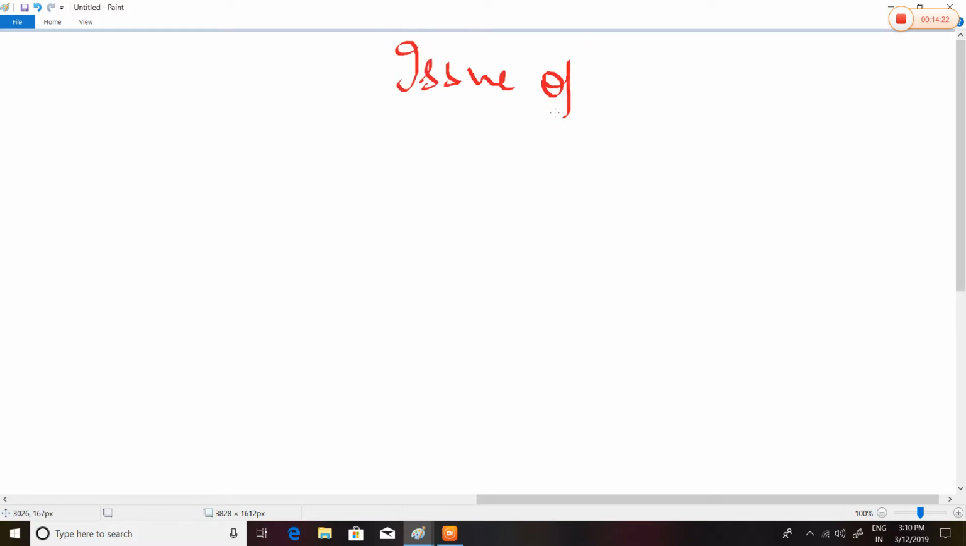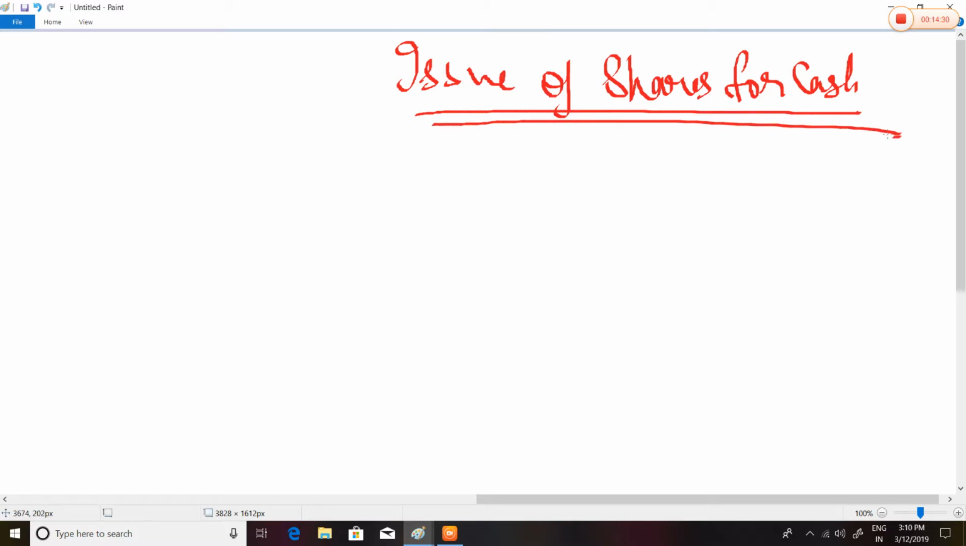issue of shares for cash. I hope you are writing all the content side by side. I hope. If you're not writing, then just copy it.